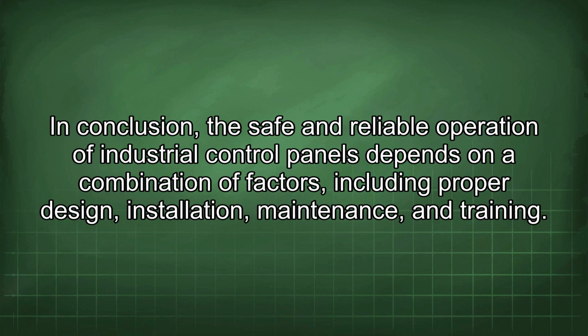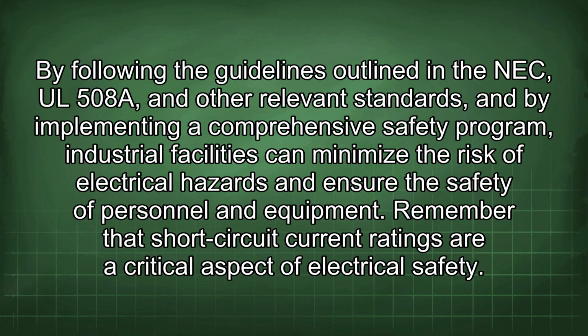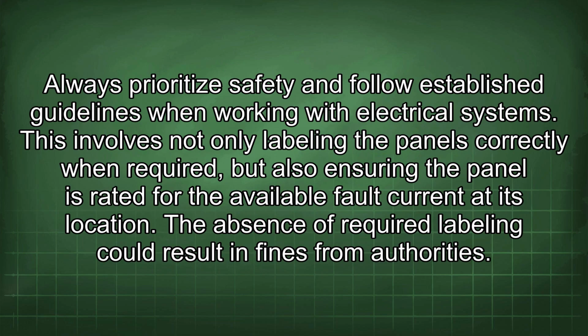In conclusion, the safe and reliable operation of industrial control panels depends on a combination of factors, including proper design, installation, maintenance, and training. By following the guidelines outlined in NEC, UL 508A, and other relevant standards, and by implementing a comprehensive safety program, industrial facilities can minimize the risk of electrical hazards and ensure the safety of personnel and equipment. Remember that short-circuit current ratings are a critical aspect of electrical safety. Always prioritize safety and follow established guidelines when working with electrical systems.